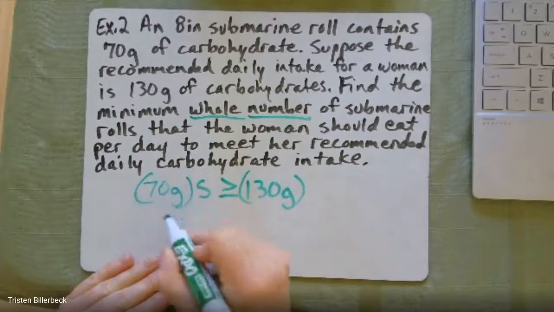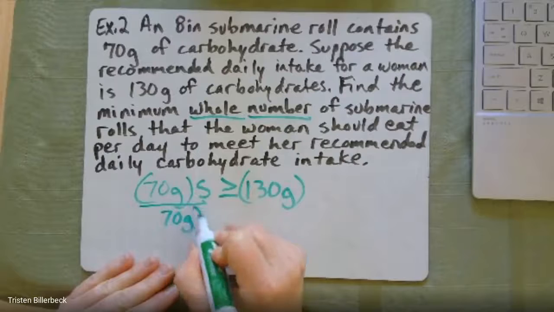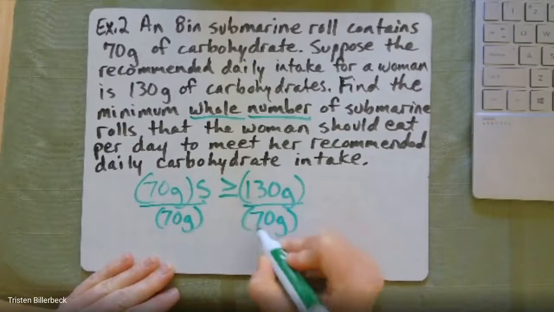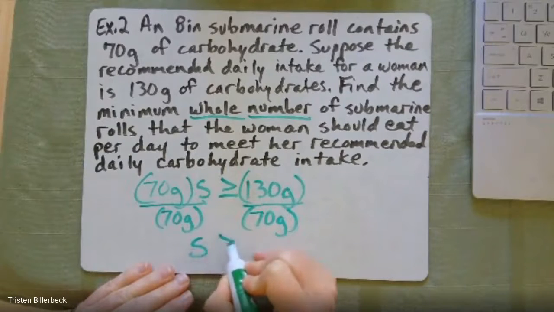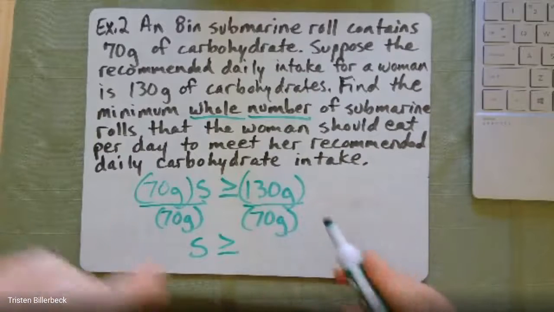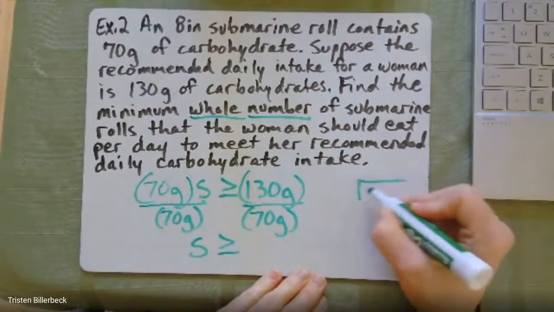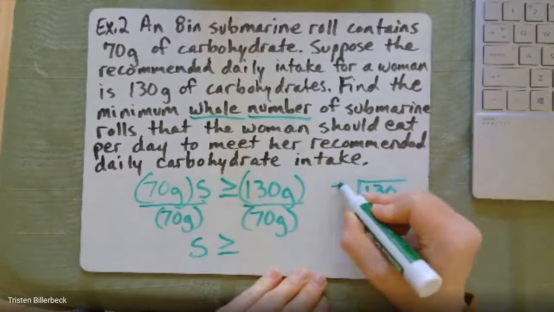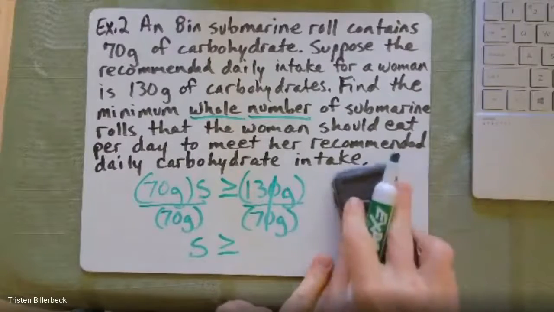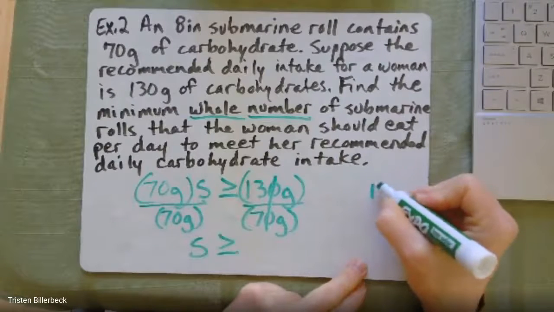So let's divide by 70 because right now it's multiplying with the S and we want S by itself. And we're going to divide this by 70. So we have S is greater than or equal to, and this one, let's see, 7 goes into 13. Let's just do some long division. Oh, wait, let's make it easy on ourselves. Why make it hard? Let's reduce it before we start.